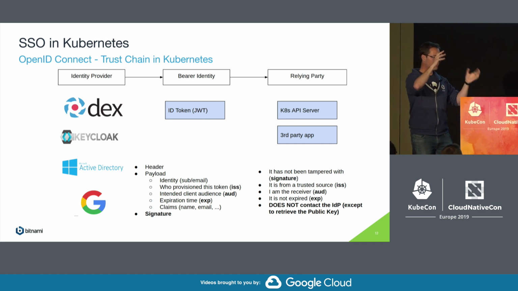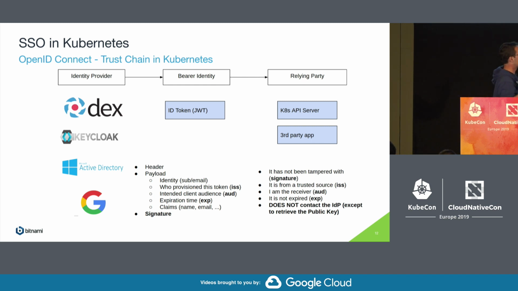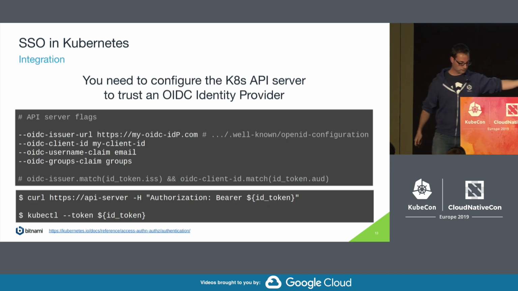And all this information is stored, they're called claims. But the most important part of this token is a signature, which will be used on the relying party end, which will be the Kubernetes API server in our case, to check if it has been tampered with. They will use the signature plus the public key, and they will verify that nobody has changed the token. But they will also check if it's from a trusted source via the issuer claim. They will also check that I am the receiver via the audience, hasn't expired, and so on and so forth.